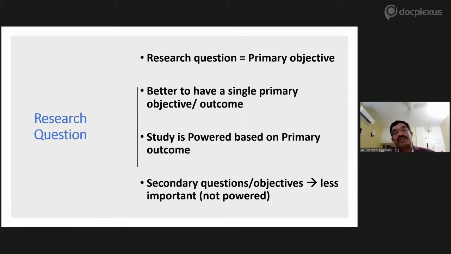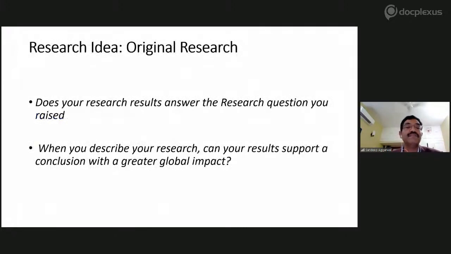For example, suppose you want to study the impact of double J stents in renal transplantation on urinary leaks. Now, obviously, you need to have leak as your primary outcome, not the urinary tract infection, which will also happen, but that can be a secondary outcome. And if you want to compare this with a non-stented group, you have to base your sample size calculation on this primary outcome of a urinary leak. Secondary objectives are less important and they are not powered. So your primary outcome should be very clear to you, what you are going to study and answer.